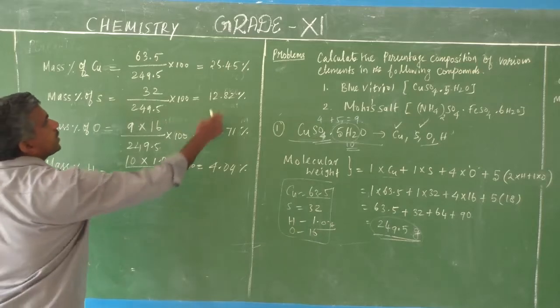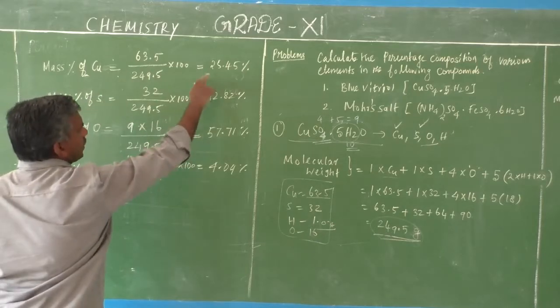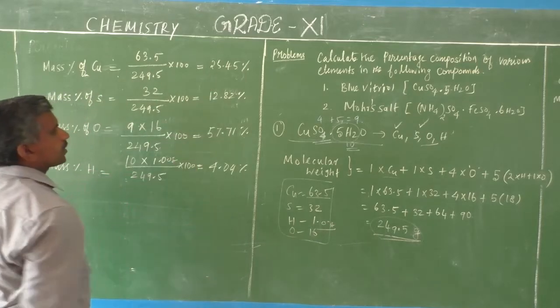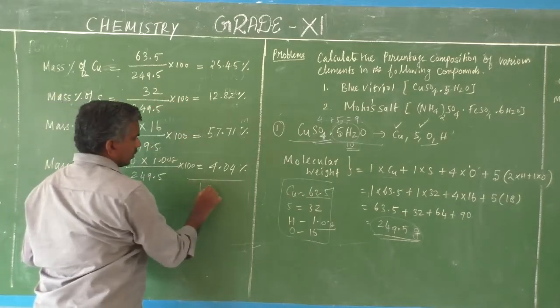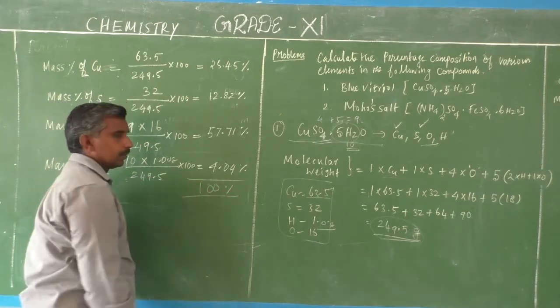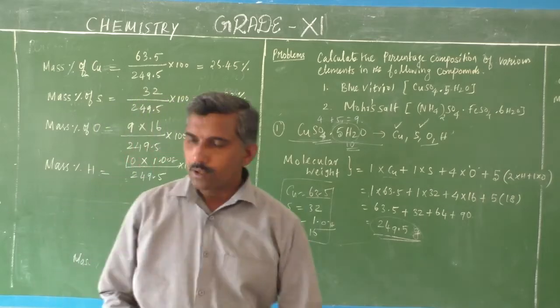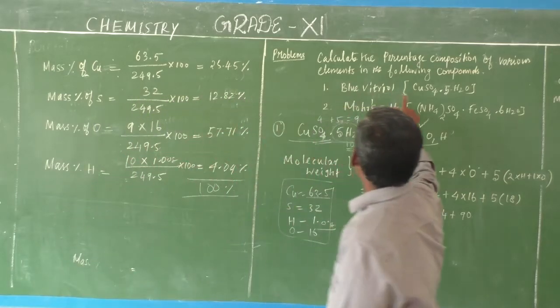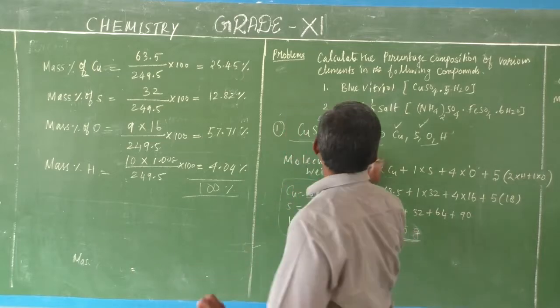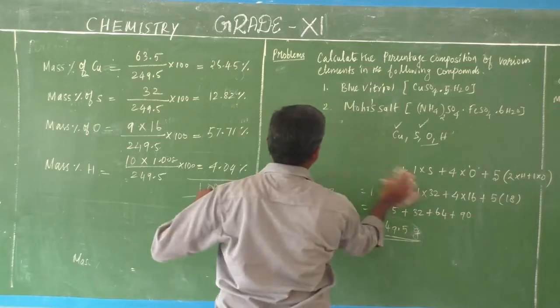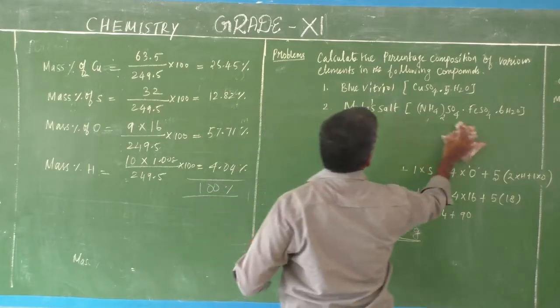Then next copper percentage, next sulfur percentage, next hydrogen percentage. If we add the four elements, nearly 100 percentage will come. This is the mass percentage of each element. This is the first one. The second problem, more salt.